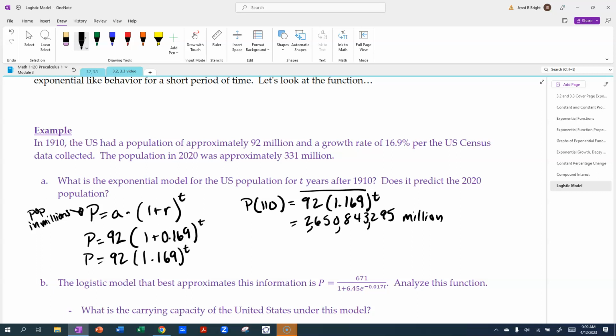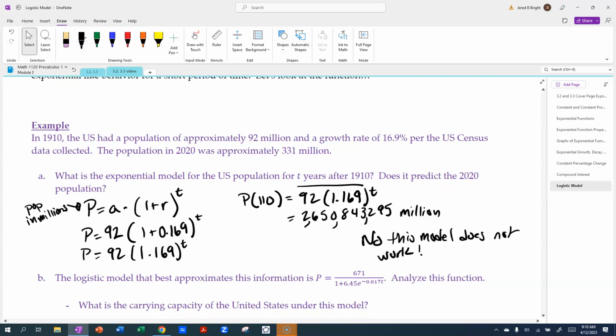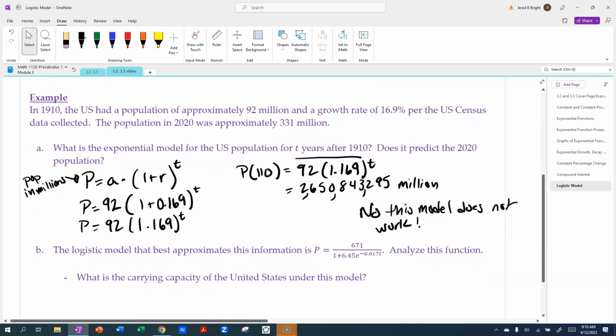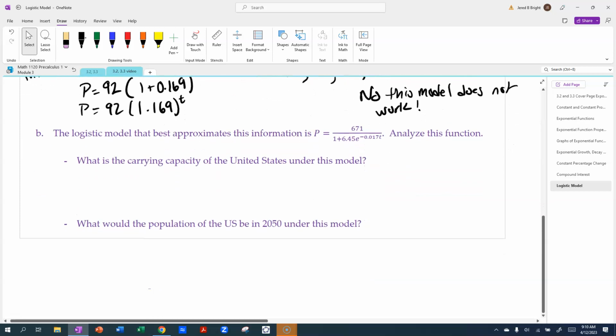Okay, because what are we? This is a billion million, 2 billion million. Yeah, I don't know what kind of number that is, other than very large. Okay, so I'm going to say that an exponential model, no, this model does not work. Okay. So it was interesting to look at, but now let's look at the logistic model.